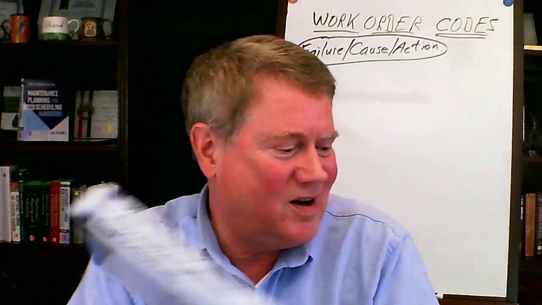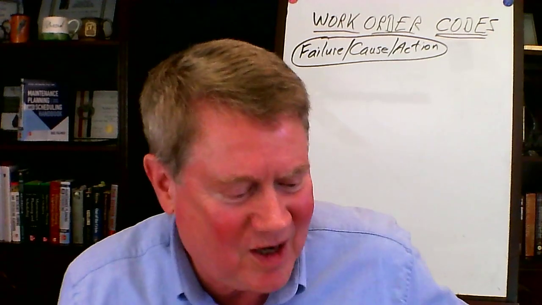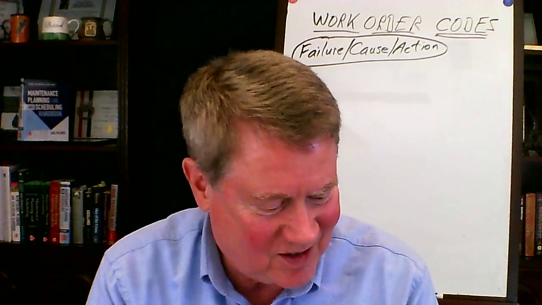This is the third session we've been doing on maintenance planning work order codes. And today we want to talk about failure, cause, and action codes. We want to know where we need to spend money. We have thousands of work orders in our history. These work orders help us analyze where our biggest opportunities are.